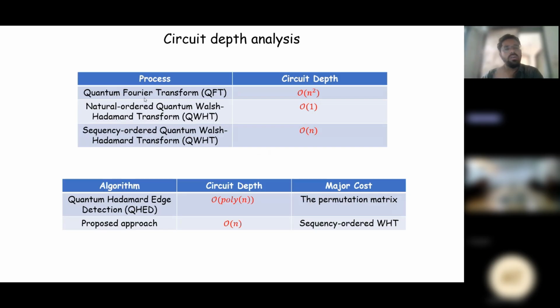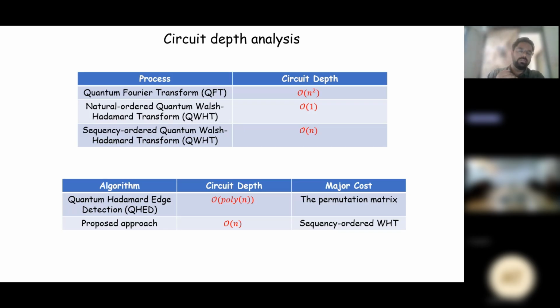Again, we compare it with the Fourier transform, because the Fourier transform is a very natural transform which we use for all image processing tasks, classical and quantum both. So it's very natural to compare our algorithm with the quantum Fourier transform. If I assume that n is the number of qubits we require, then a quantum Fourier transform will require order n squared circuit depth. A natural order quantum Walsh-Hadamard transform will require order 1, which is just a bunch of Hadamard gates, and the sequency order one will require order n.